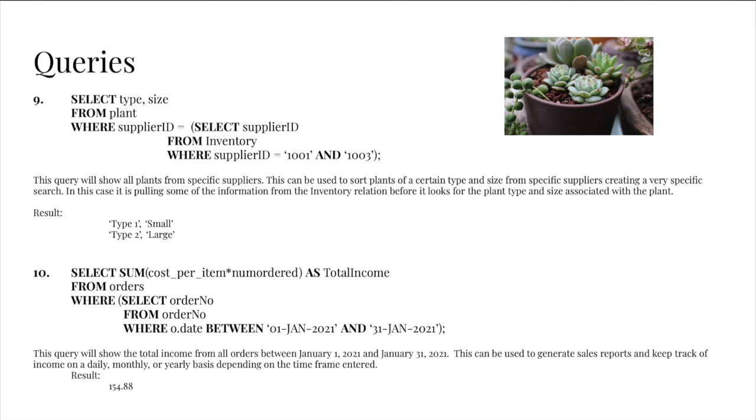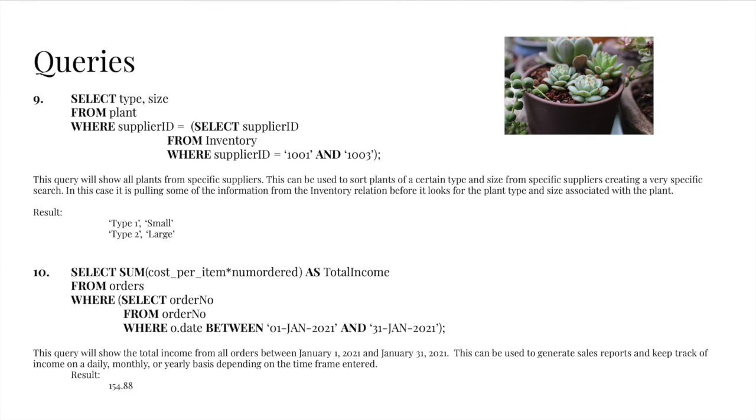Back to queries. You will essentially need to solve the inner select statement in order to understand and solve the outer statement. The inner statement in this case exists in the where clause. In example number 9, we have to first identify the supplier ID by accessing the inventory table and pulling the plant name for the suppliers with the IDs 1001 and 1003. Once we have completed that, we can move to the outer statement and then inquire about the plant type and plant size of those plants from the plant table that have satisfied the supplier ID condition.